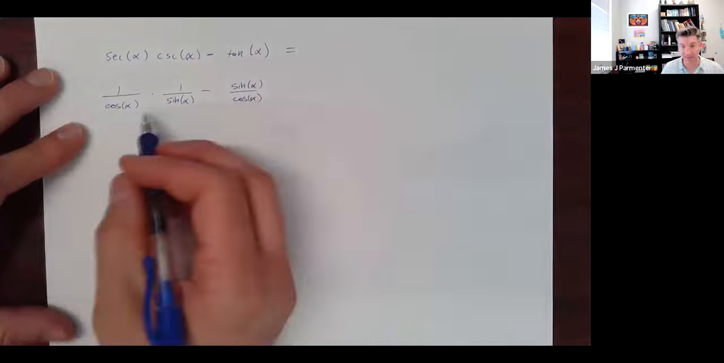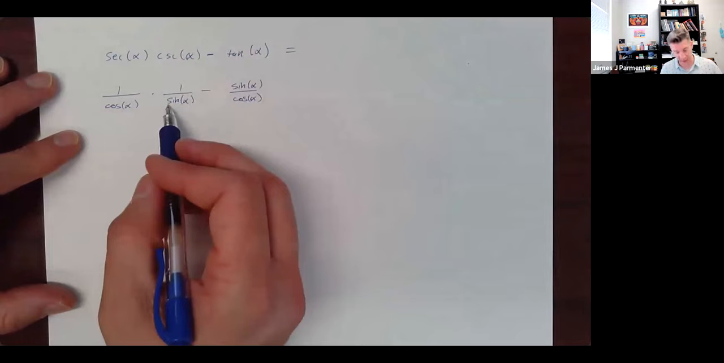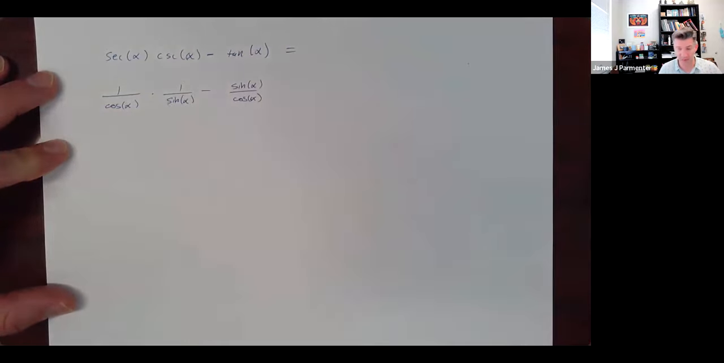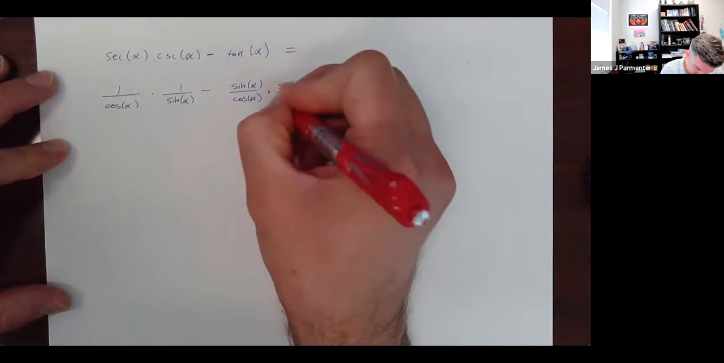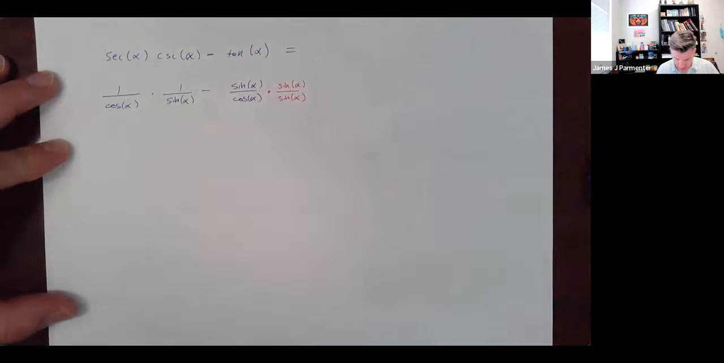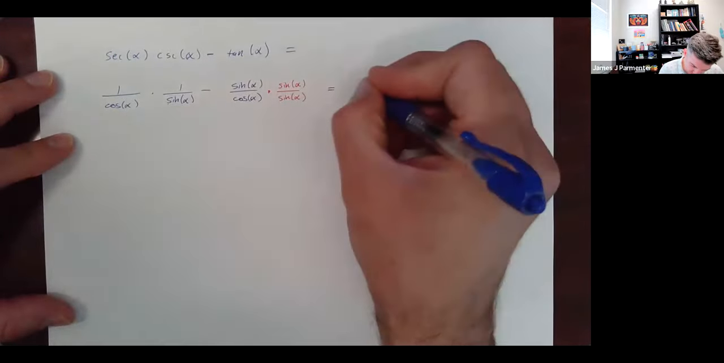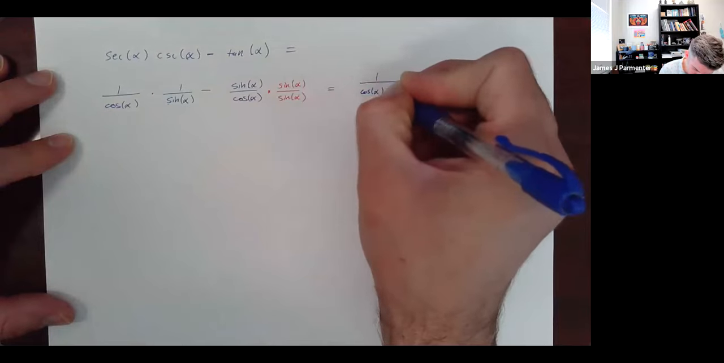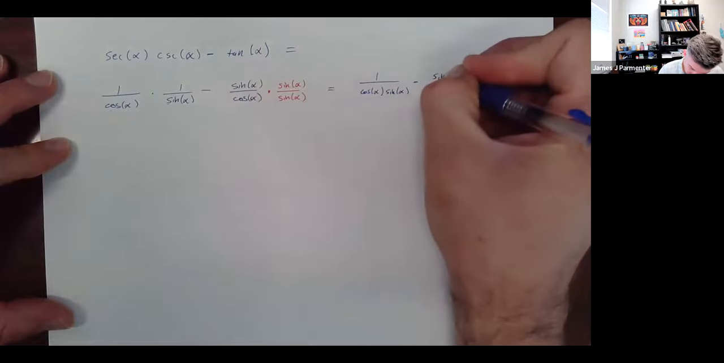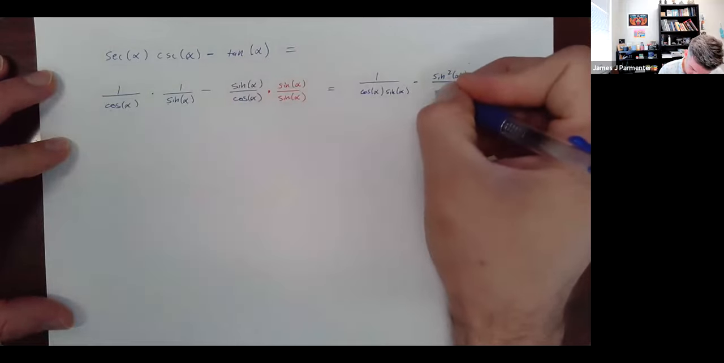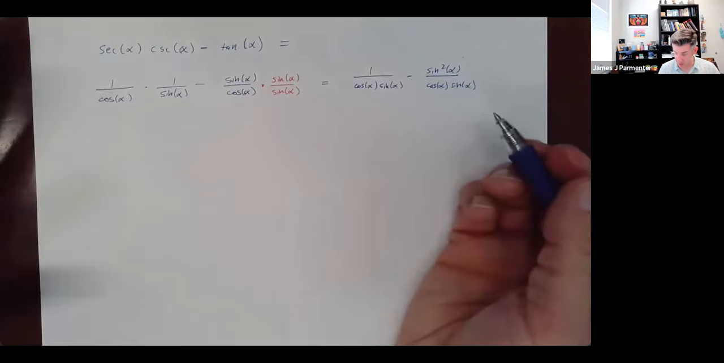And I can see that if I try and add these two fractions together, this denominator here is cosine of alpha times sine of alpha. This denominator here is just cosine alpha. So I'm going to need to multiply this by sine of alpha over sine of alpha. Now this is going to be 1 over cosine times 1 over sine, which is just 1 over cosine of alpha times sine of alpha, minus sine times sine again, which is sine squared of alpha, all over cosine of alpha times sine of alpha. And then we've got our common denominator, so we can put these together.